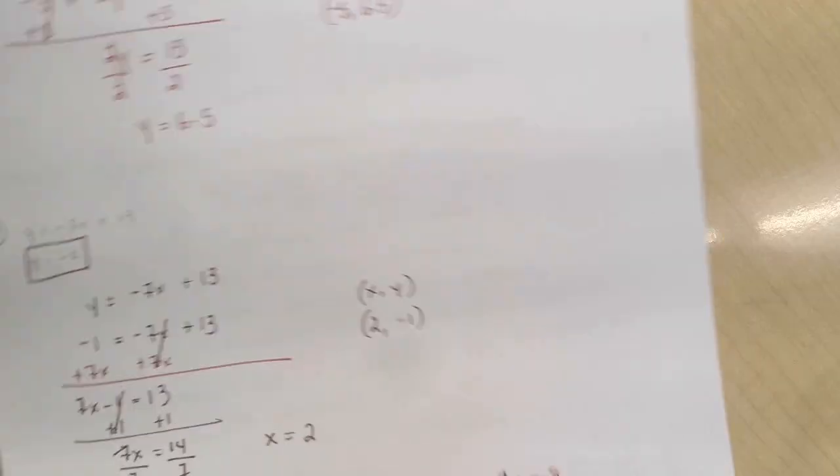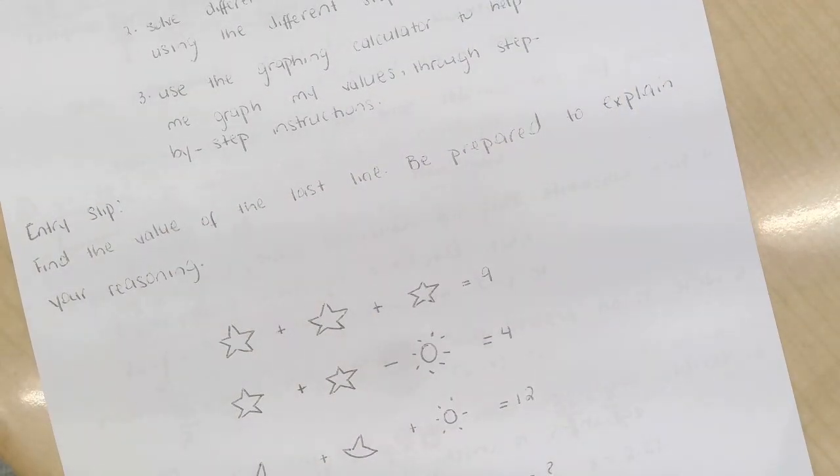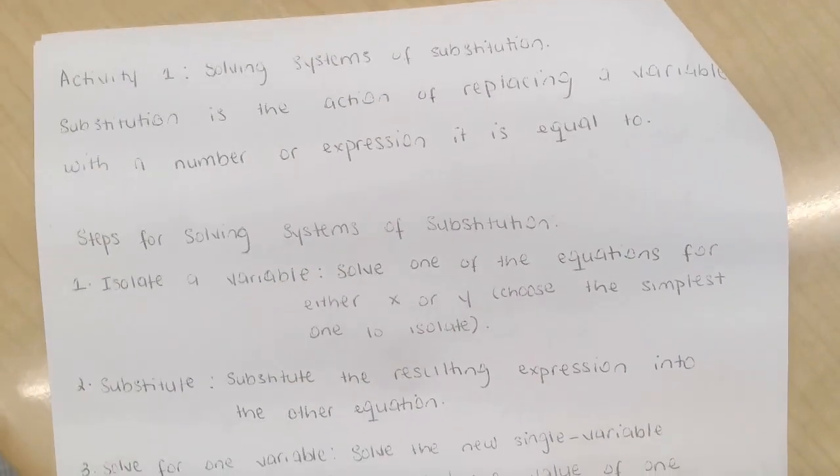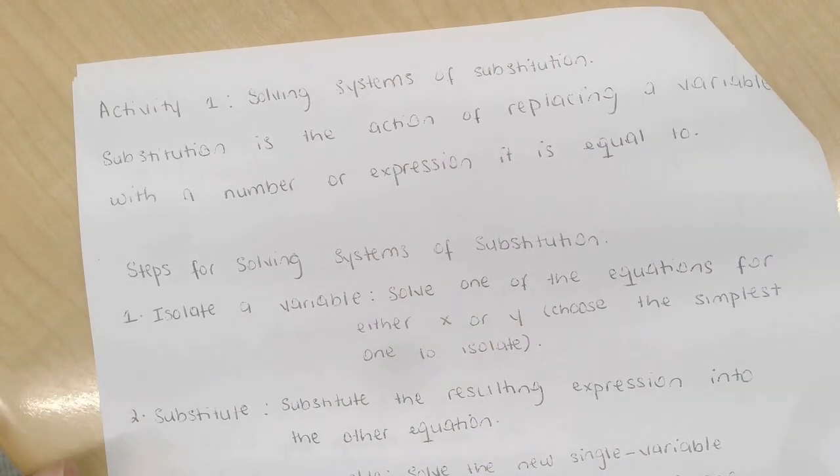Okay, let me get a fresh one. Alright, so for system of substitution, we know the word substitution means the action of replacing a variable with a number or expression it is equal to. So once you hear the word substitution, that simply means that you're replacing something with something.